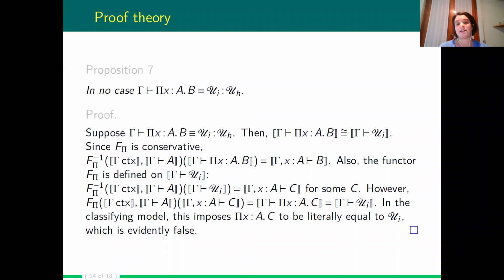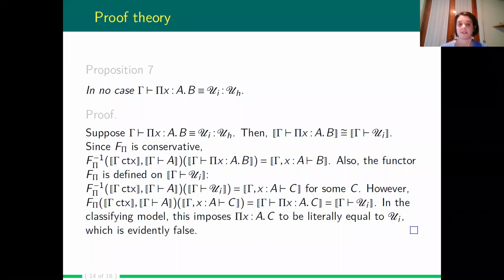But we get that if we apply the F pi functor to this object, we obtain the interpretation of a certain product type, which has to be exactly equal to the interpretation of the universe. But if we regard this result in the classifying model, this imposes that the dependent product and the universe have to be literally equal, so with exactly the same writing, which is false. And from that we can obtain our statement.